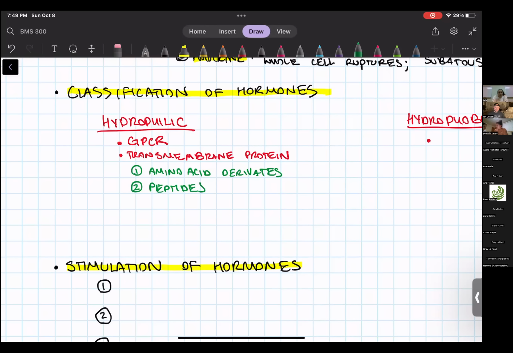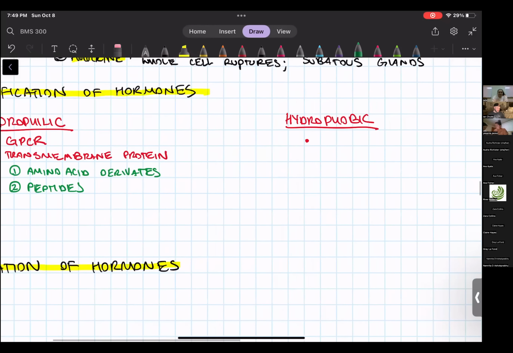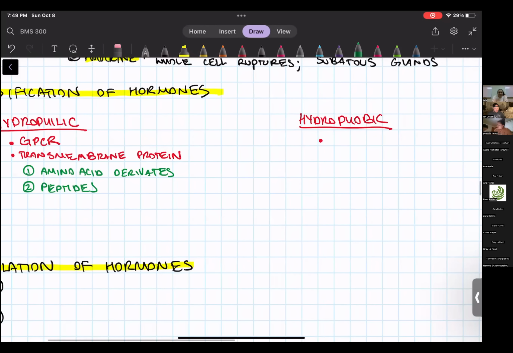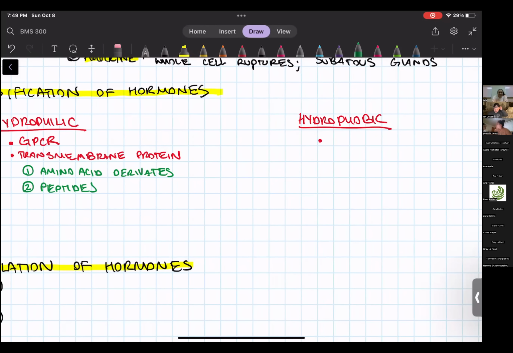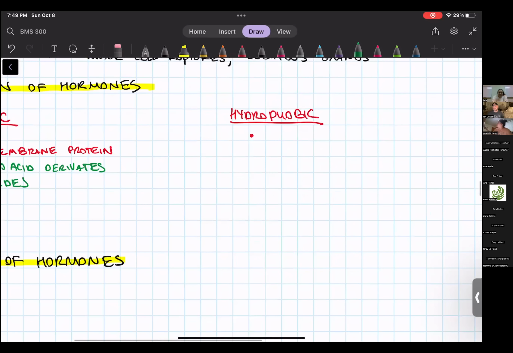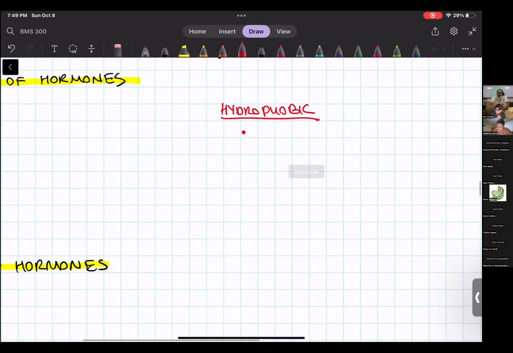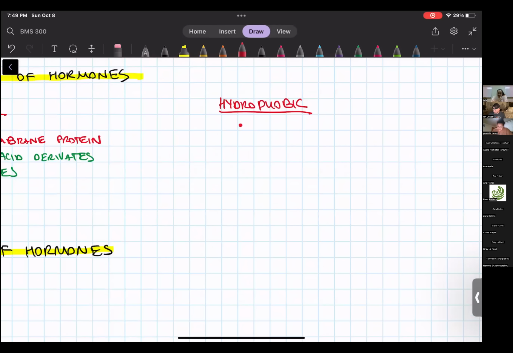Cool. Let's switch over to hydrophobic. What receptor do hydrophobic hormones need? These would be the intracellular ones. Yep, intra.